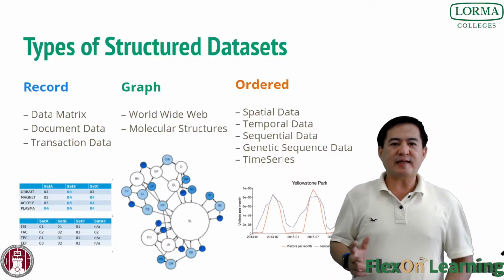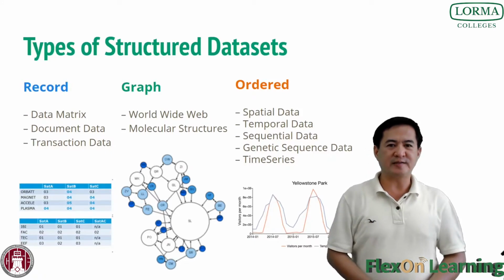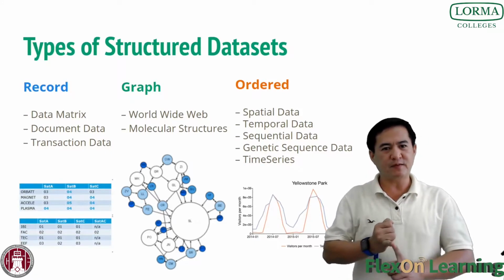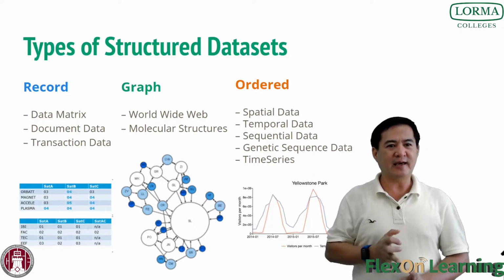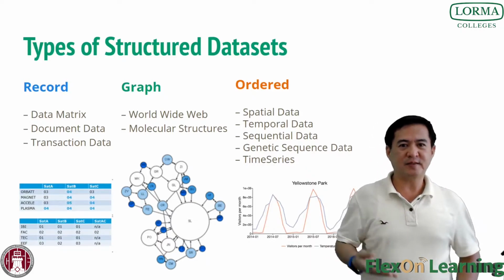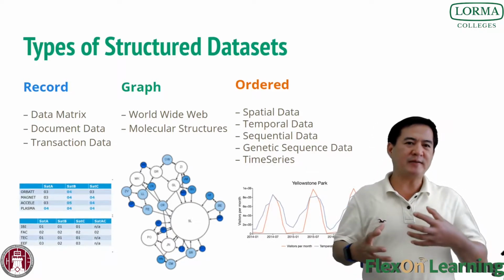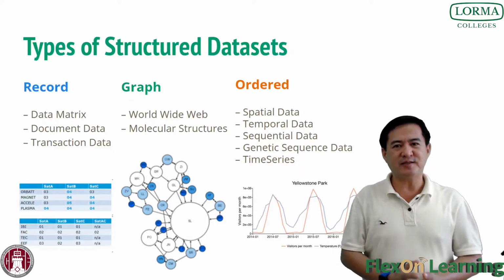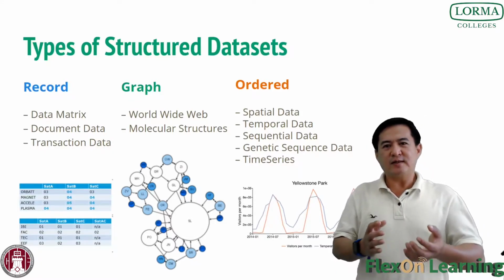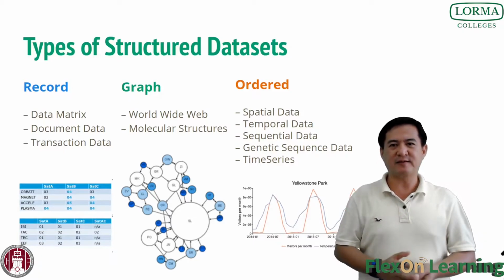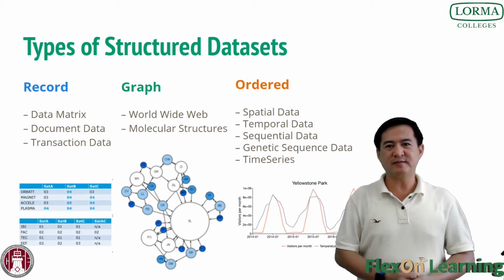There are three categories for a structured data set. We have a record type, we have the graph types, and the ordered types. So actually, it depends on what kind of data set is presented to you, the question that you can ask, and the answer that you can have.